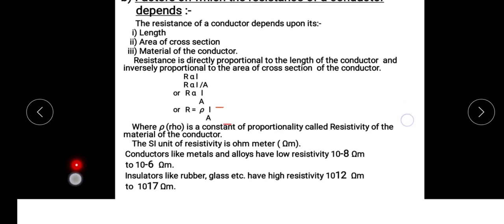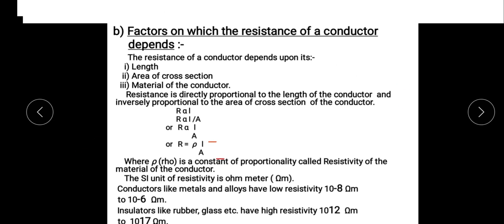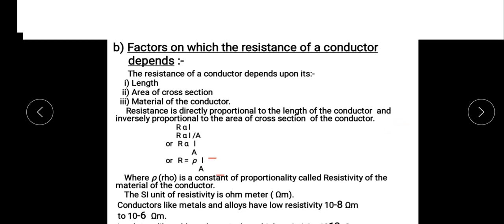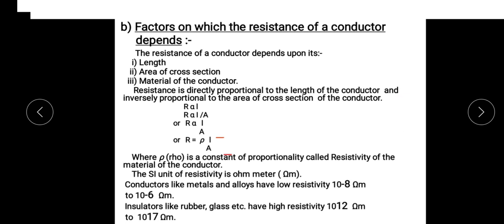So the next topic, the factors on which the resistance of a conductor depends. Now try to investigate the factors on which the resistance of a conductor depends. Set up the same circuit as in the previous slide, the same circuit as we did to verify Ohm's law.